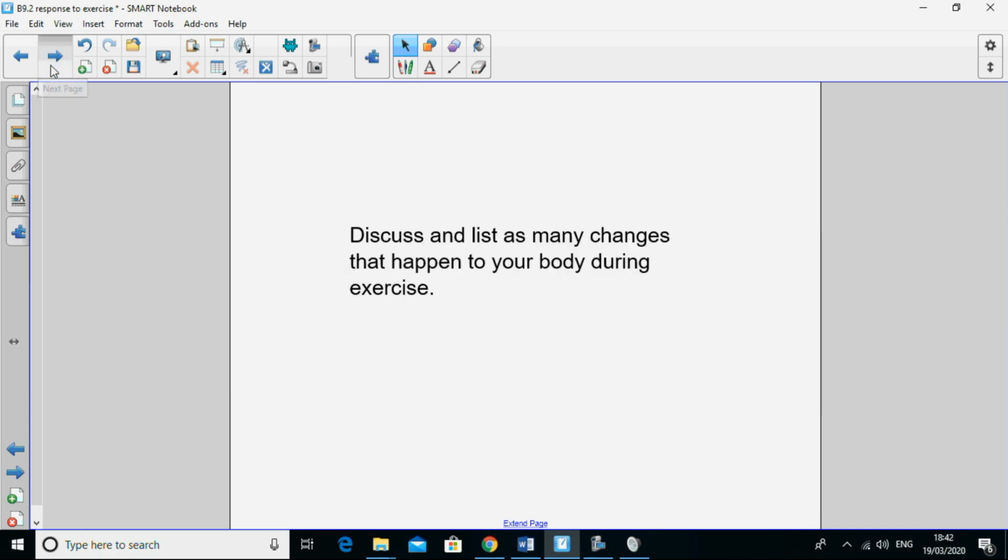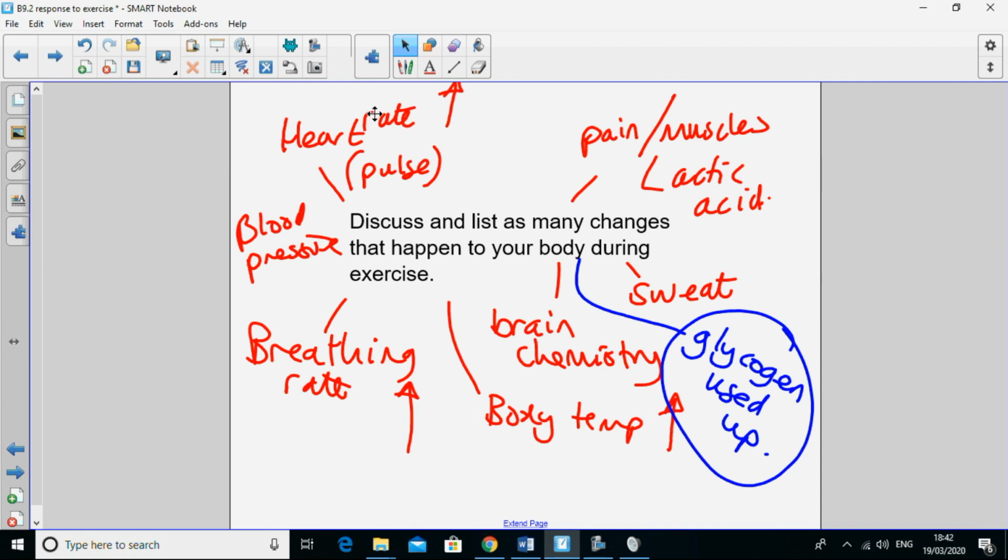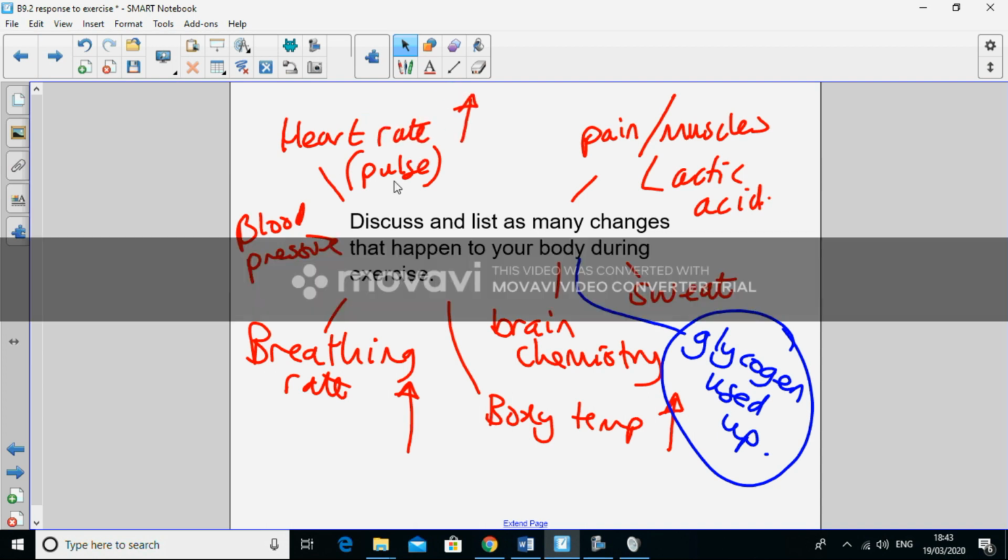Right, this is what I came up with last year. Our pulse rate, or heart rate, which is the same thing, will go up. Your breathing rate will go up. I'm going to delete blood pressure. I don't want that there.